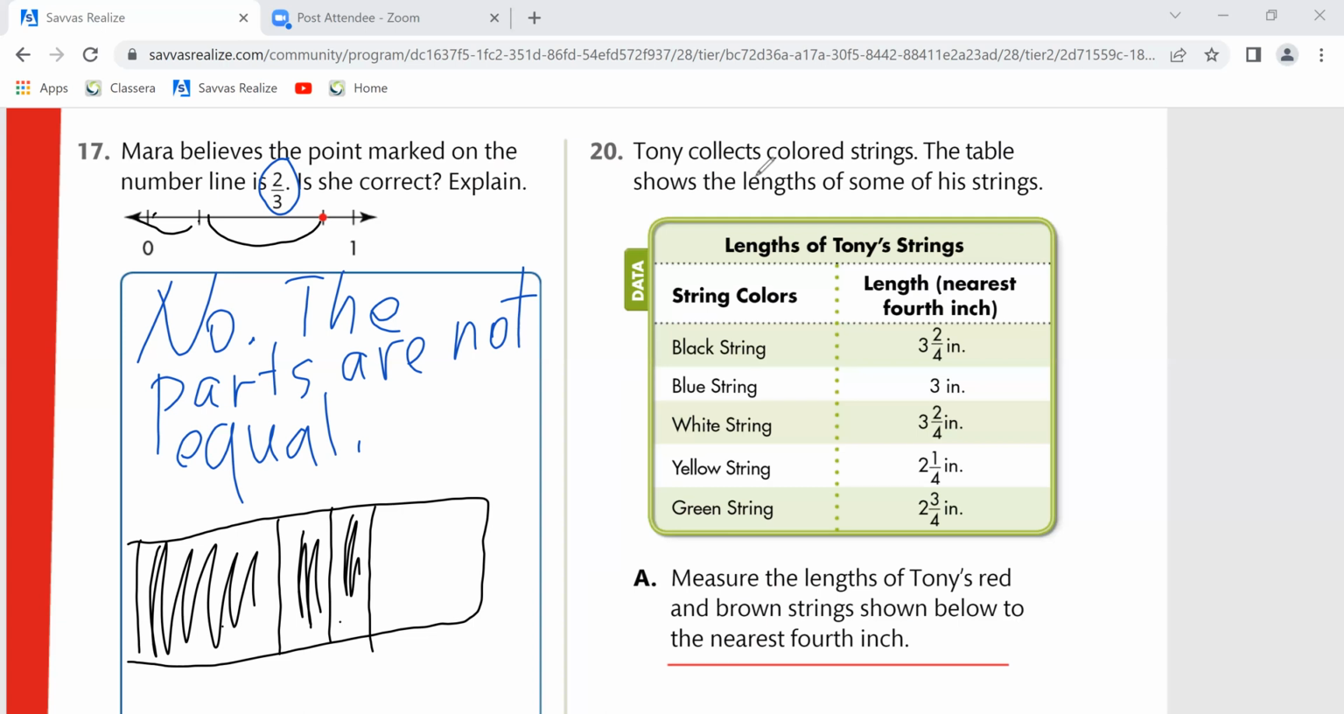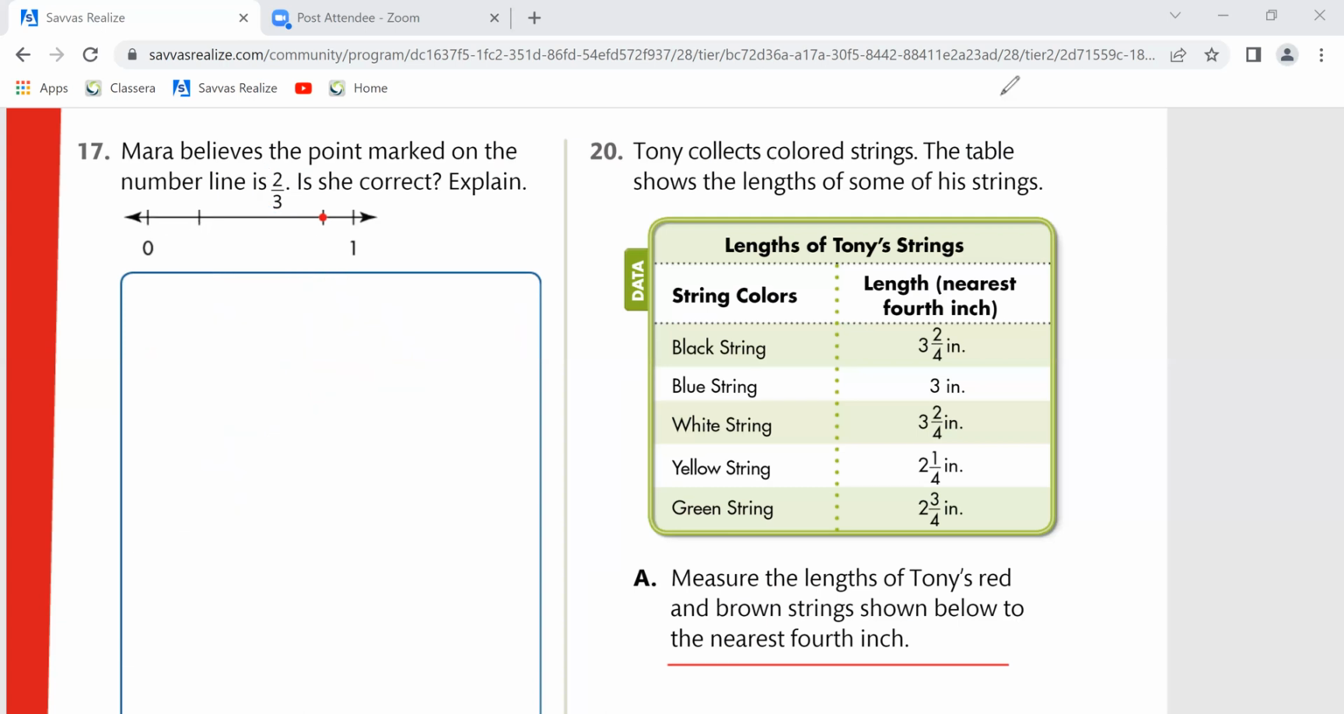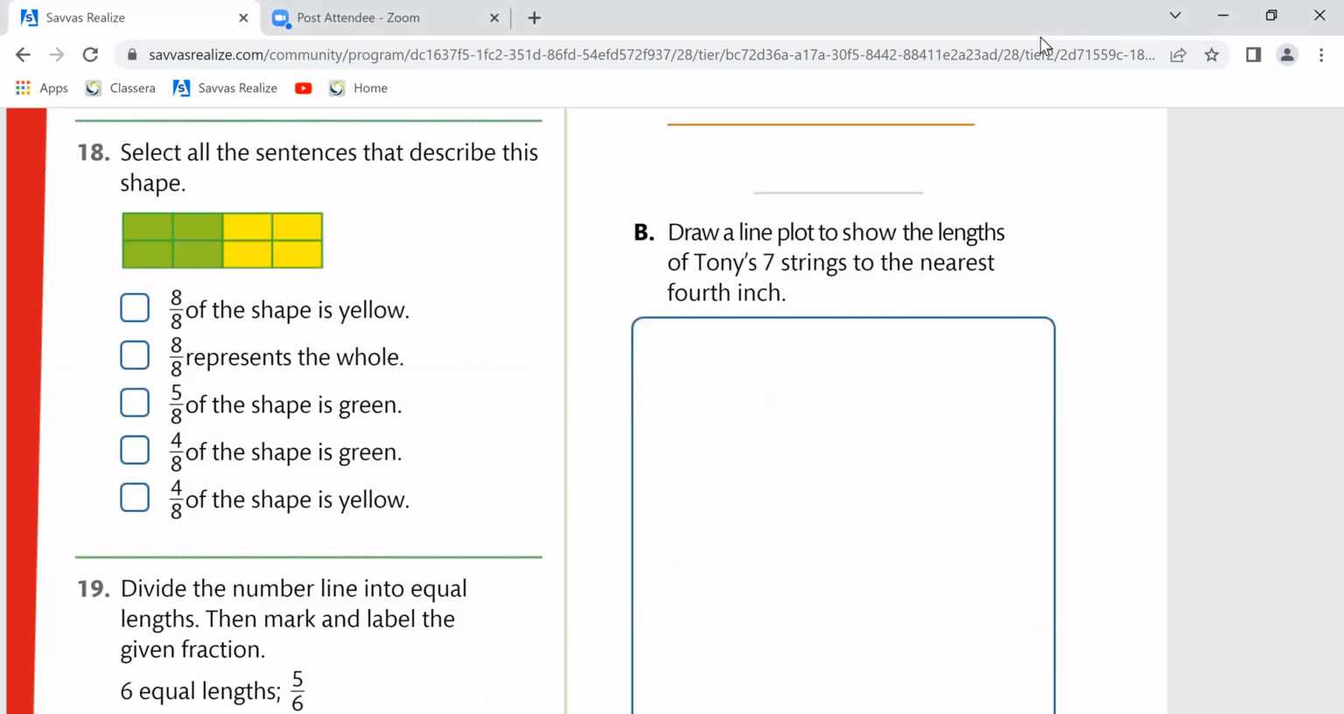Mohammed, ready with this example? Do we have the picture? Okay, Sally, ready? Now, number 18, we just read and see the picture if it's the same or no. 8 out of 8 is yellow. You read the sentence. Sally, is 8 out of 8 yellow? You see 8 are yellow? No.